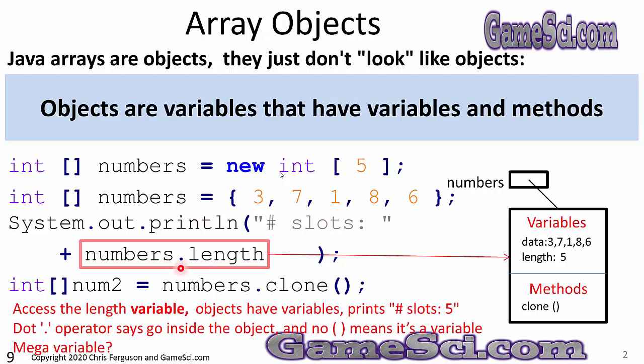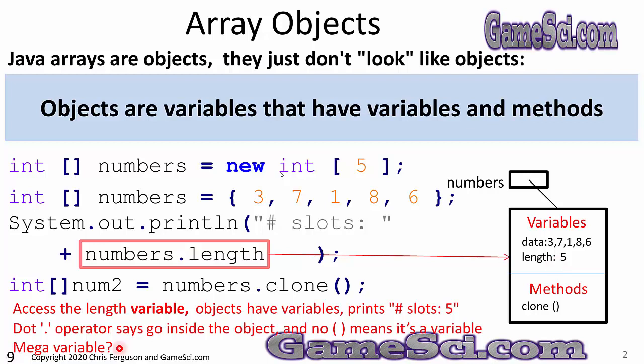Remember what the dot operator does. Start with the numbers reference variable. Start with this variable right here. The dot says go inside the object. Follow this link. Follow this line from the reference variable down into the object. When you're in the object, access something in there. The fact that there's no parentheses after this means length is a variable of the object, not a method. And that's what we're doing here.